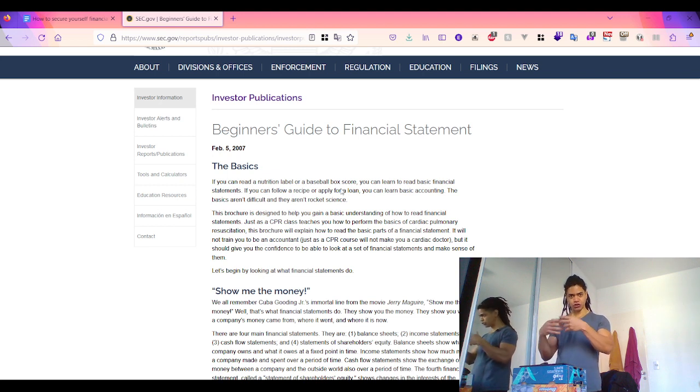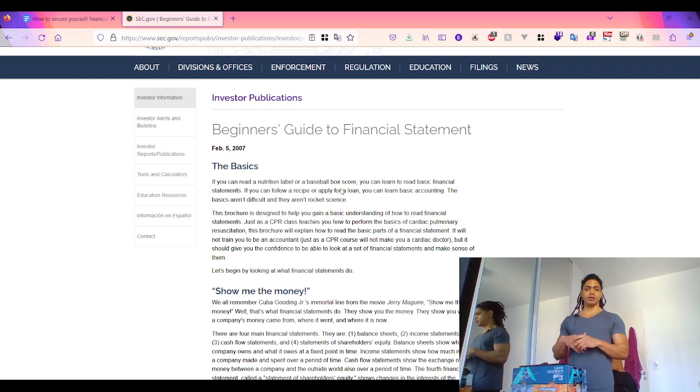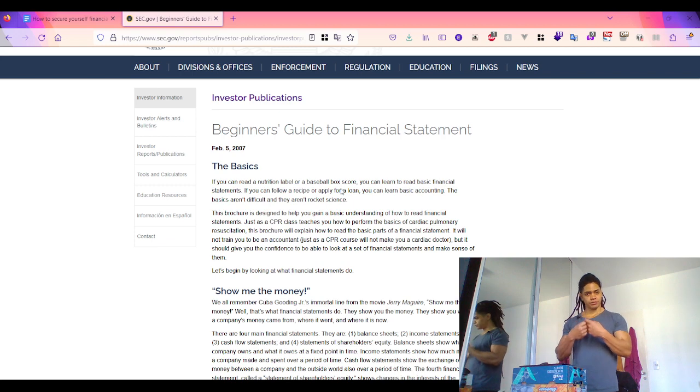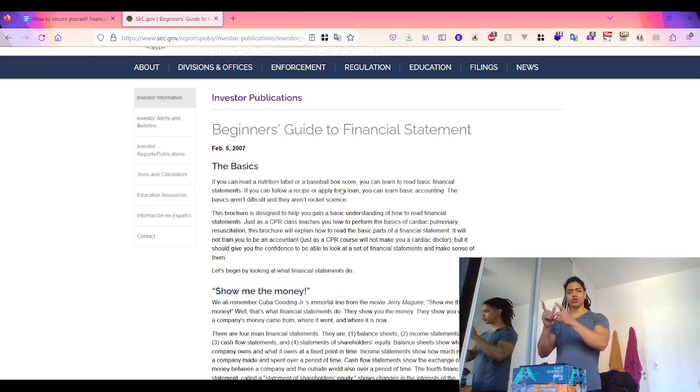So this section will show us how to gain some basic knowledge, especially when you are going to read financial statements, much like a CPR course teaches you how to perform basic cardiopulmonary resuscitation. These sections won't train you to be an accountant, much like the CPR course won't train you to be a cardiac doctor, but it can give you a sense and some confidence when you're able to look at a set of financial statements and make sense of them.